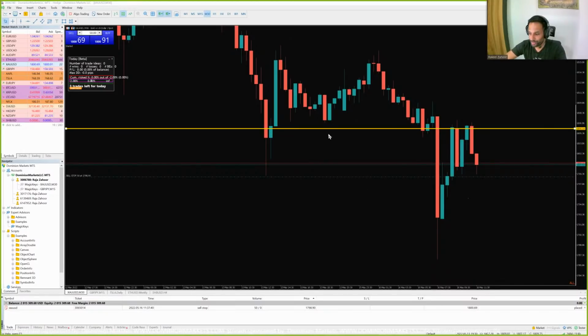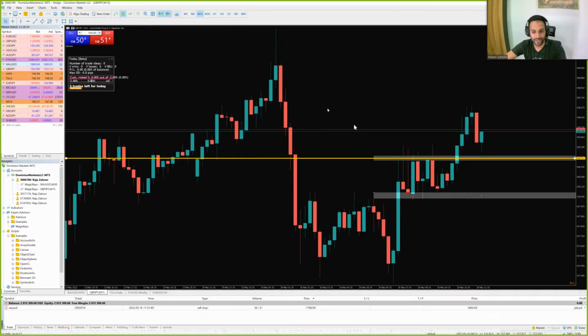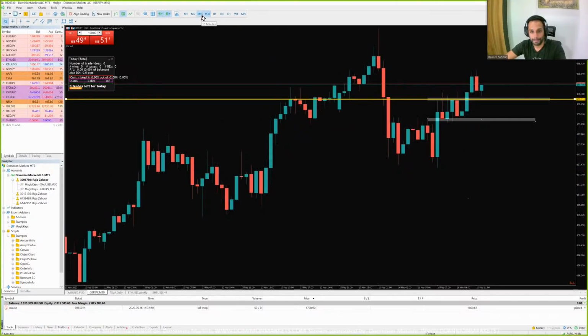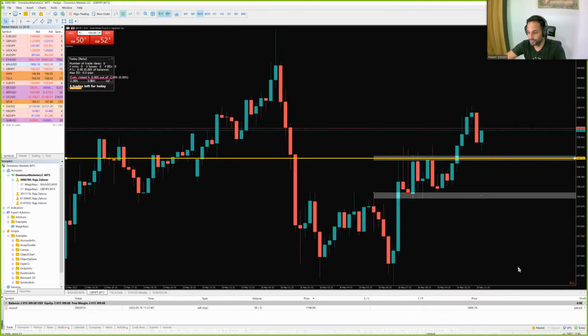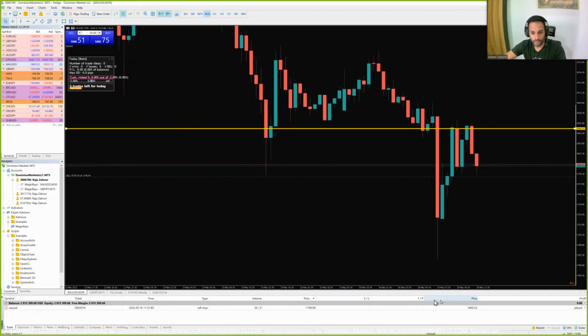GJ forming a support. Yeah, let's take a look over here. Oh, nice. Yeah, we'll see how the 15-minute candle is going to close. I'm going to be right back, and then we'll see what happens.